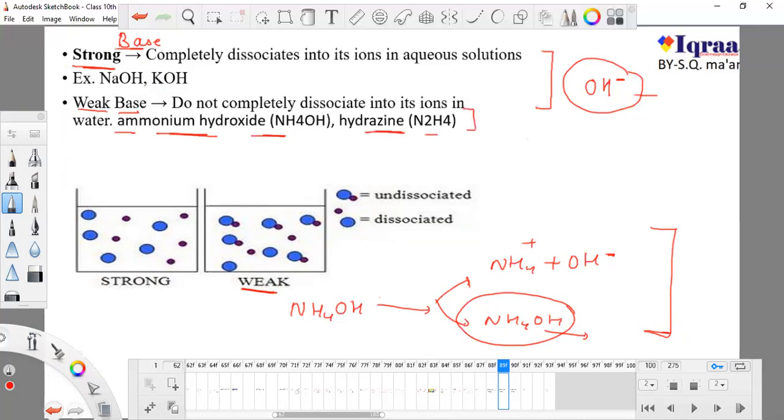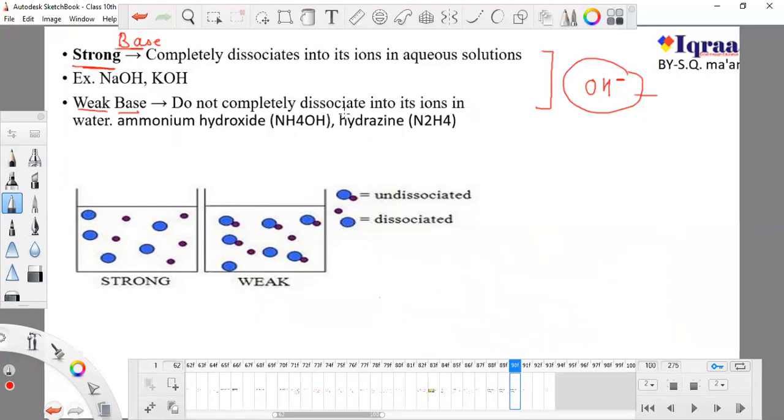Now I want to tell you one thing. This is also known as a base. Okay, look. Now what is the formula? The formula is N2H4. Okay, this is a base. Now you have to ask me a question: ma'am, you are telling me that this is a base, but it does not have OH. Definitely, then why is it a base?